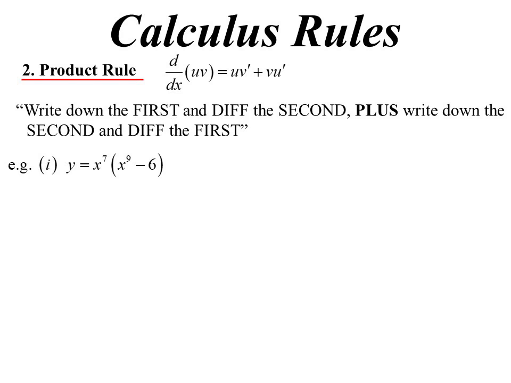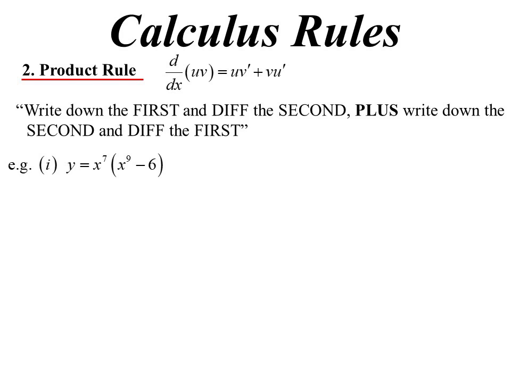Where the product rule is going to be really useful is when we look at more interesting functions like trig functions and exponentials. If you've got an exponential times a trig function, well, you can't expand that out. And so the product rule becomes very, very useful. But we'll use this because at the moment all we really know is about polynomials. So write down the first, diff the second, plus write down the second, diff the first.